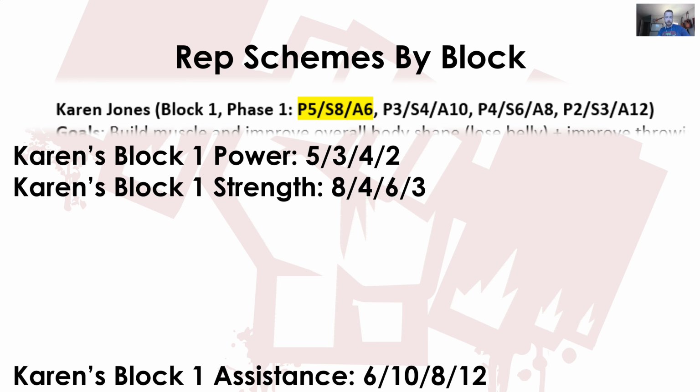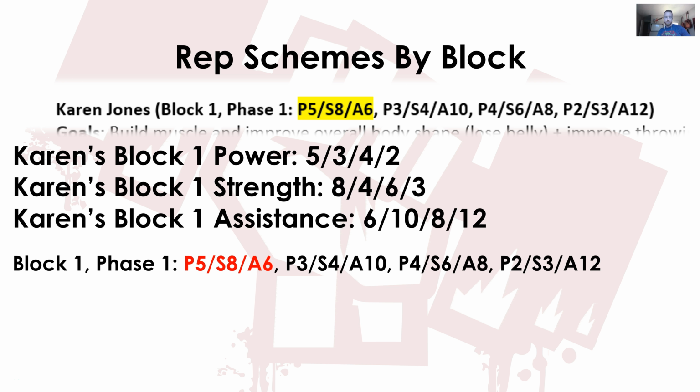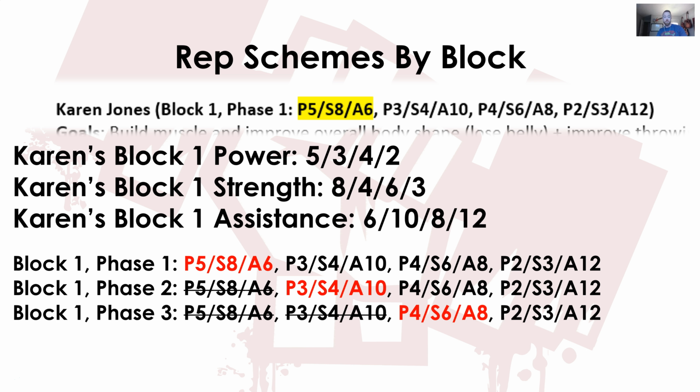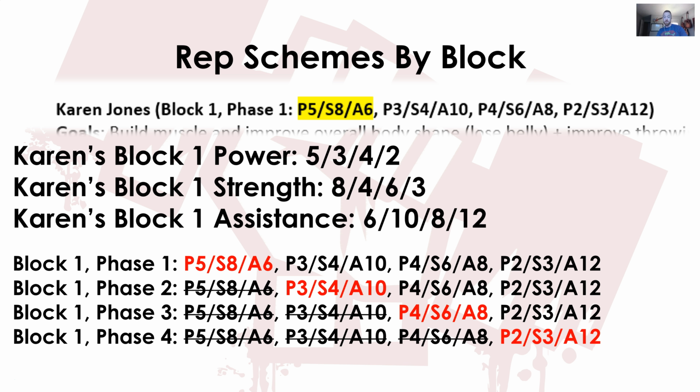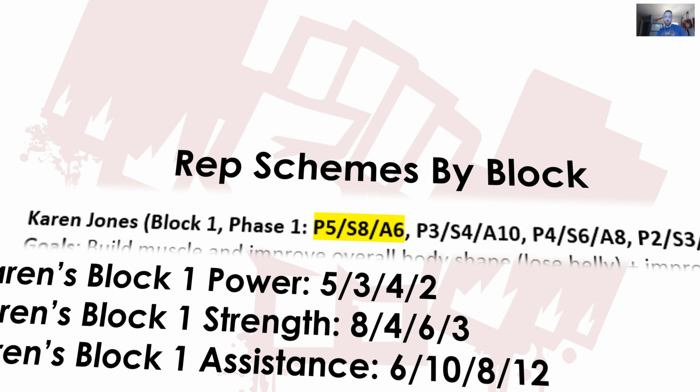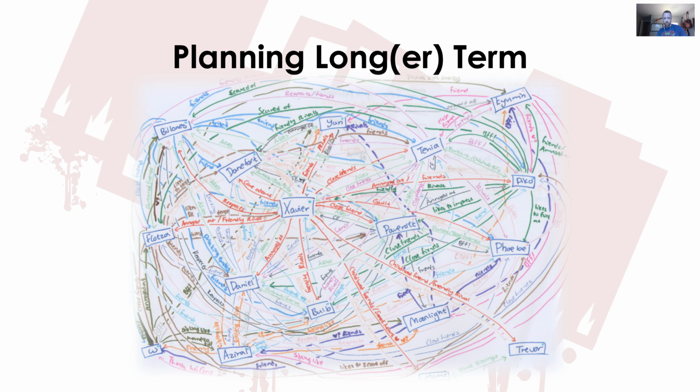And I kind of just laid all this out, right? So once we're done, I don't know how to do this in PowerPoint. I'm pretty good at PowerPoint, but you can see that 5, 8, 6 is highlighted. Here I just made it red because I don't know how to highlight in PowerPoint. For phase 2, we cross that one out, we highlight the next one. Then we cross that one out, highlight the next one. Then we cross that out and we highlight the last one. And then we would have an end of block meeting and we'd be on to block 2. We'll talk more about that later.